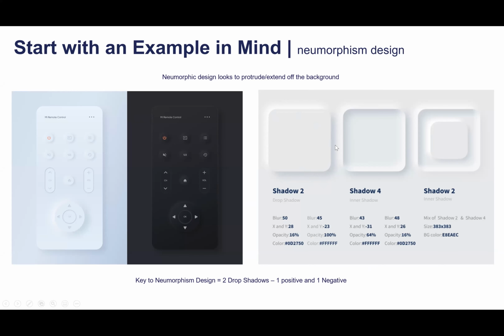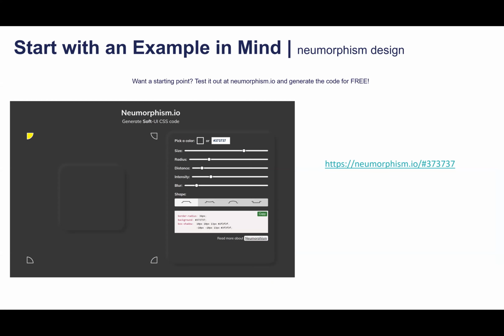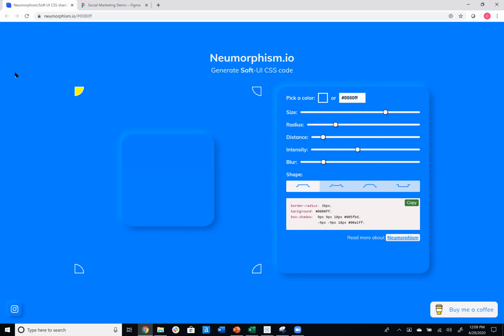So to make an image appear as if it's extending off the dashboard, you essentially are going to have, as I mentioned, 2 drop shadows, a positive and a negative. One of those drop shadows, as you see here, is going to be dark, and the other one is going to be light. So I wanted to incorporate this neomorphism design into my dashboard. So this was the example that I started with. So if you're wondering exactly how to generate that negative and that positive look and feel, here's a tool that I found that allows you to test out various shadings to incorporate that neomorphism design. So I'll navigate to the website really quickly.